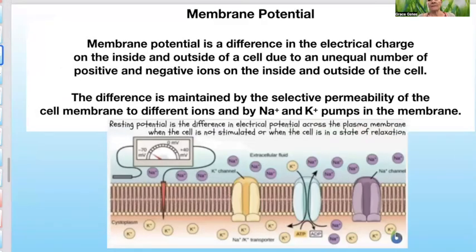So what is membrane potential? Membrane potential is a difference in the electrical charge on the inside and the outside of a cell due to an unequal number of positive and negative ions on the inside and the outside of the cell. The difference in the number of ions is maintained by the selective permeability of the cell membrane to different ions and by sodium and potassium pumps in the membrane. Okay, in particular, the sodium-potassium ATPase pump.